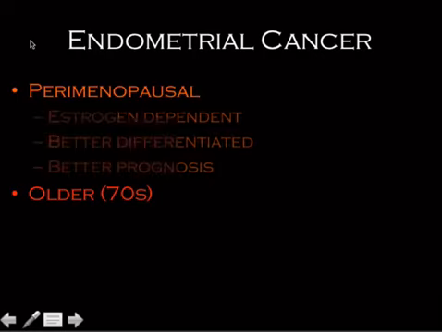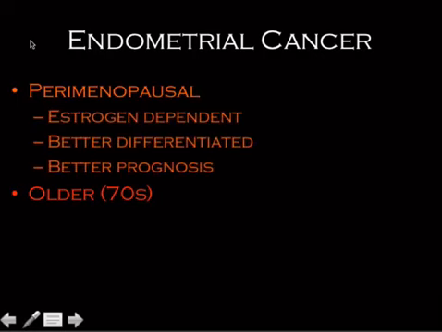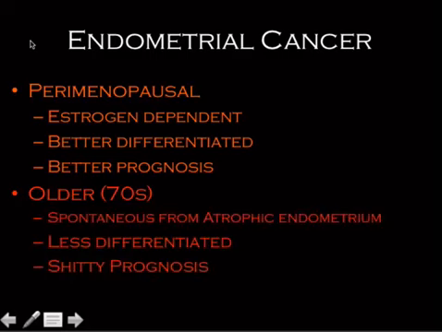And the older person, it's more of a spontaneous situation that arises out of an atrophic endometrium, and they don't do nearly as well. So if you were asked which of the following has a worse prognosis, being old and having endometrial cancer is much worse than being young and having endometrial cancer. And the way that I remember that is that it's just stranger because it doesn't follow the estrogen model. So strange is bad with regard to cancer.